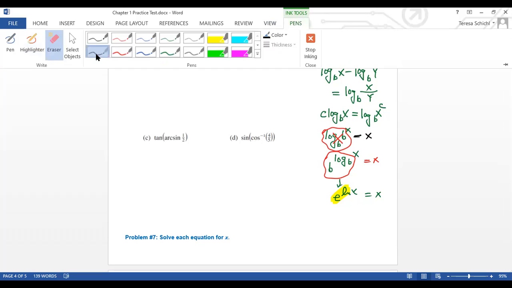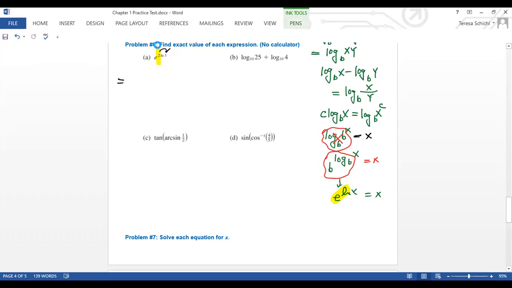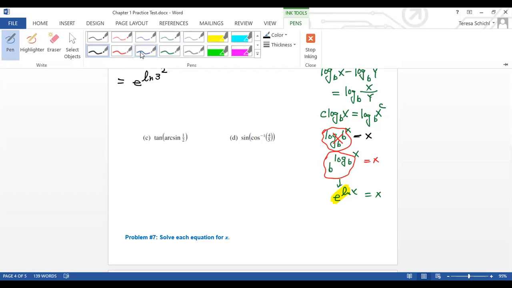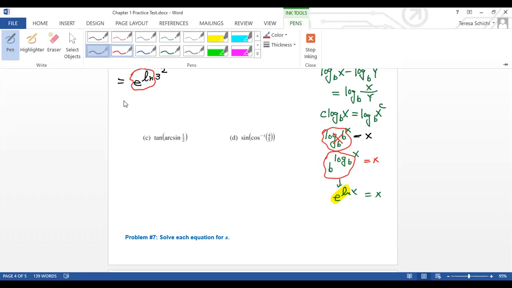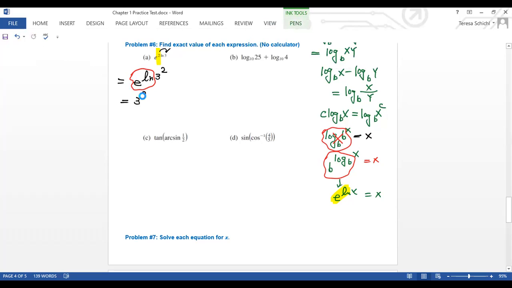So this one here would be e to the natural log of 3 to the 2, since you move the 2 to the inside. Now take a look here. You have e and the natural log. What happens? They cancel out. So that's why you get 3 to the second. So it's 9 here.